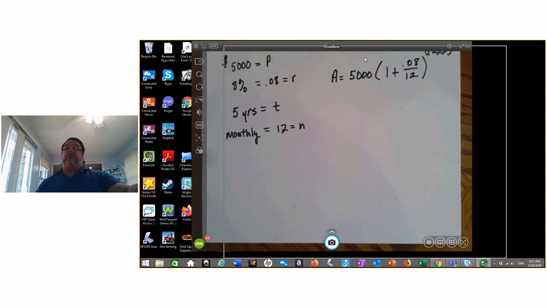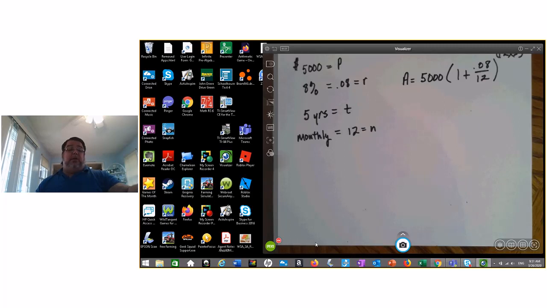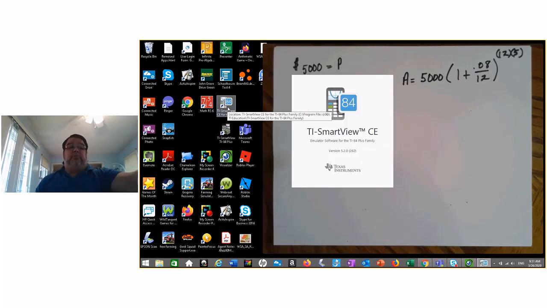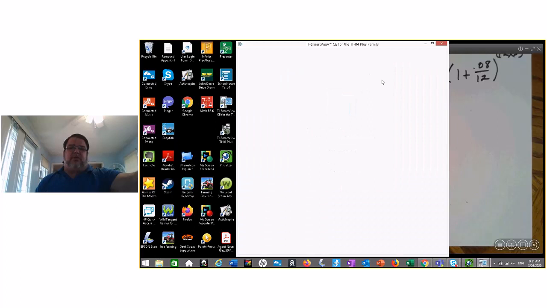I'm going to move this over. And I do have a calculator now. I called TI. I got on the chat room with them, and they gave me a calculator for my home computer. I told them that I was dying of the coronavirus, and they gave me a calculator.